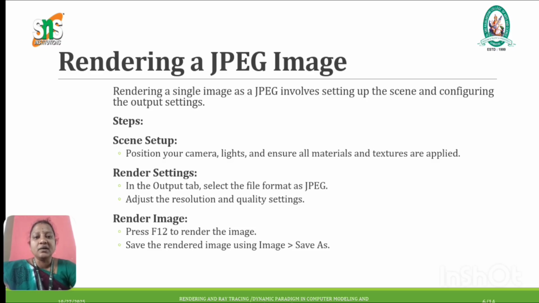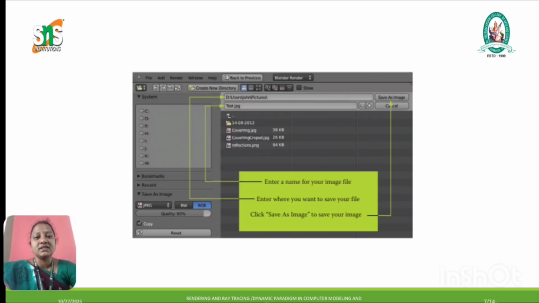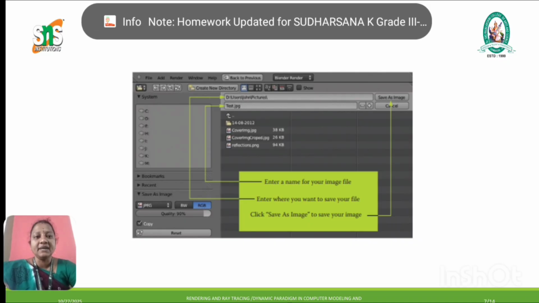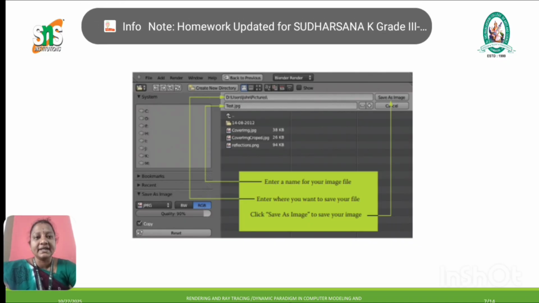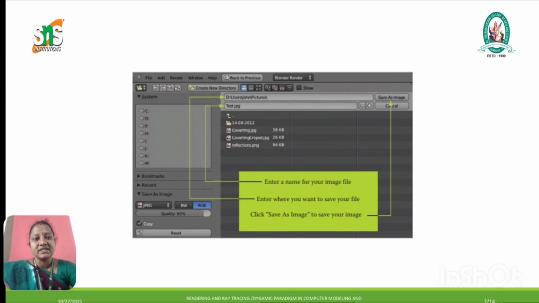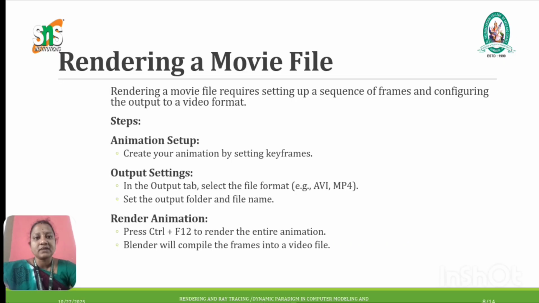The last one is render image. This is the final output option. We can press the F12 function key to render the image. After that, we can save the image using the Save As dialog box. We need to enter the name of the image, choose where we need to save it, and click Save As Image. Then the image will be saved.